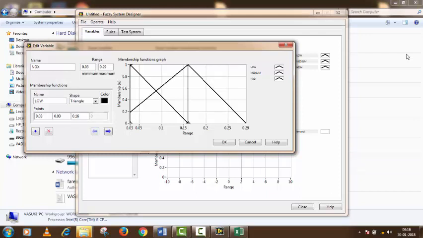So 0.03, 0.03, 0.16. Something problem is there. Okay, 0.03, 0.03, 0.16 for low. Medium, what happens? It's 0.03.